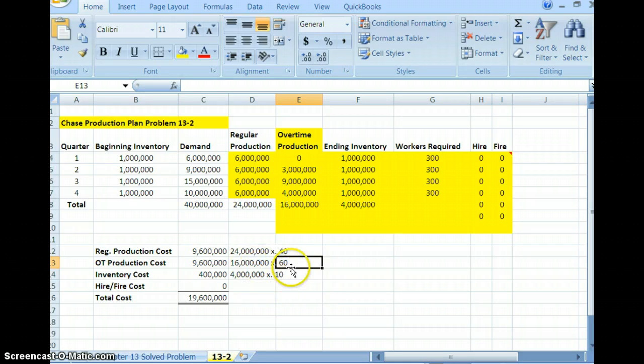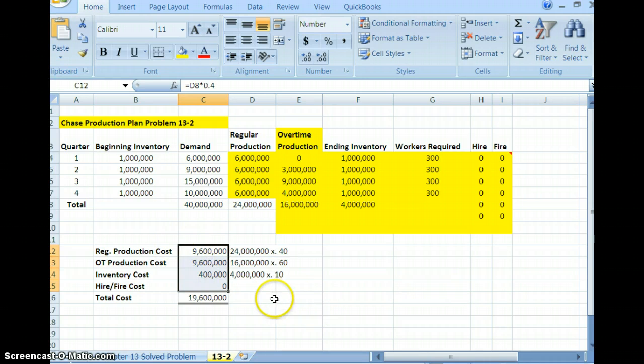Next, we want to compute inventory cost, and to do that, our total inventory throughout the period, the 4 quarters, is 4 million pairs. And we're going to multiply that times 10 cents, which was given to us in the Neal Industries information. When we do that, we get 400,000. We had no hiring or firing costs because we're maintaining a stable workforce. So when we add up all of our costs, our total cost is 19,600,000.